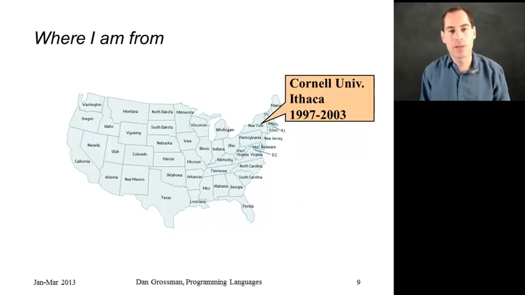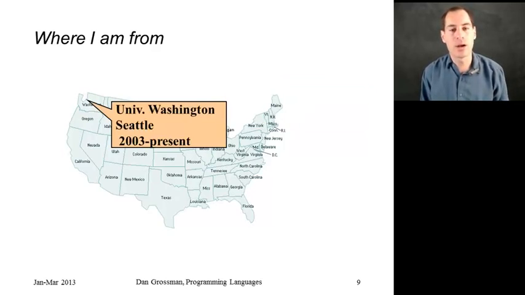After that, I went and got a PhD at Cornell University in Ithaca, New York. It's a small town. If you're not familiar with New York State, that's a 4.5-hour drive from New York City. So it's actually a small town, quite a distance from the larger cities. And then in 2003, I moved to Seattle, which is my favorite place that I've ever lived in. And I've been a faculty member at the University of Washington since then.